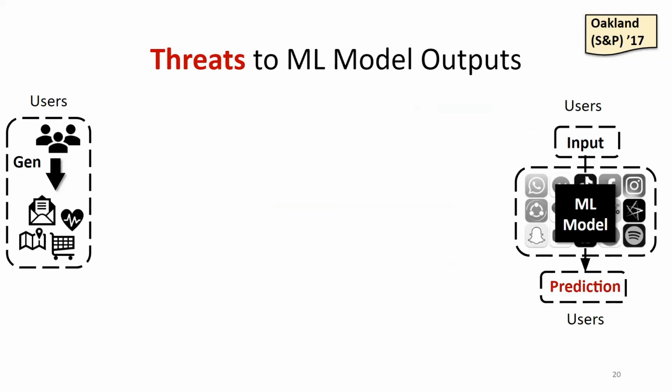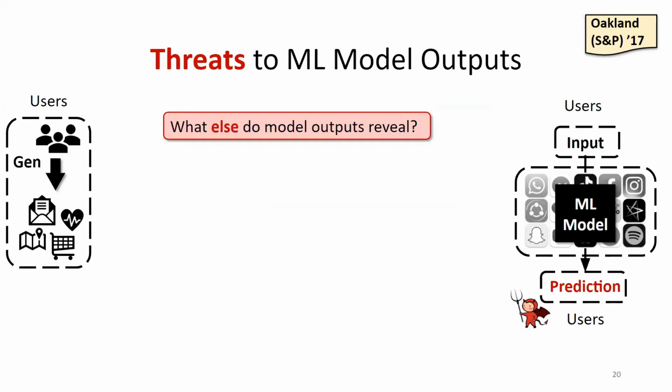And last but not least, we have threats to machine learning model outputs. The model outputs are just the task predictions for given user inputs. So you may wonder what these could reveal besides the prediction. However, remember that we talked about how these models have huge memorization capacity. And because of that, the model can often leak information about its training data from its output.